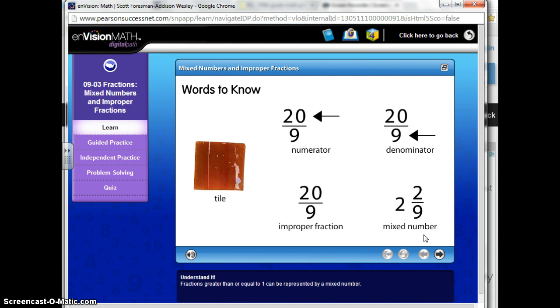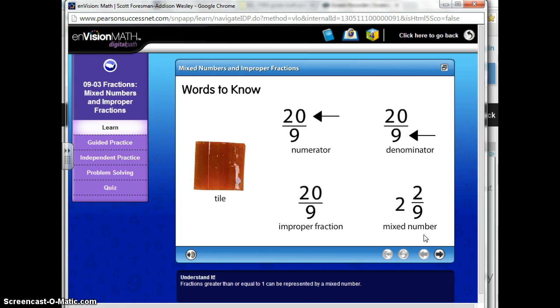Improper means they look funny. They don't look right. The top number is bigger than the bottom number. The word improper means not like it should be. Kind of like if you wore messy hair and all your dirty paint clothes to church. That would be improper, right? Most of the time we dress in clean, nice clothes for church. So improper means it's not right. It looks funny. It's out of place.